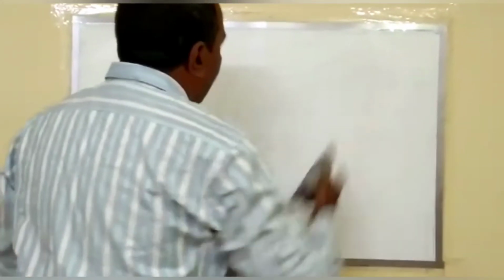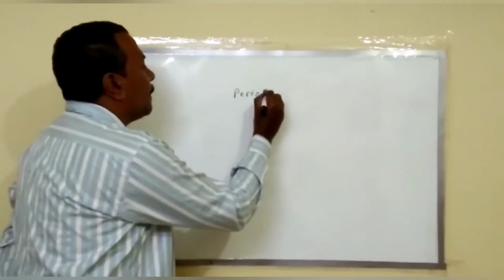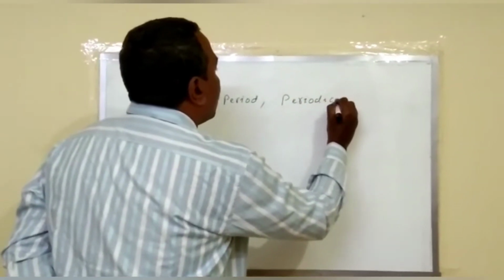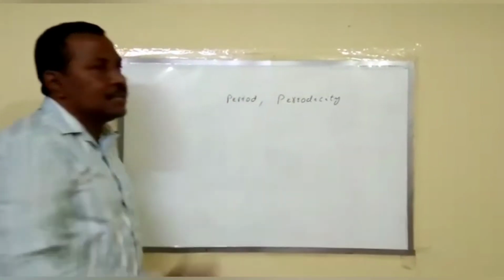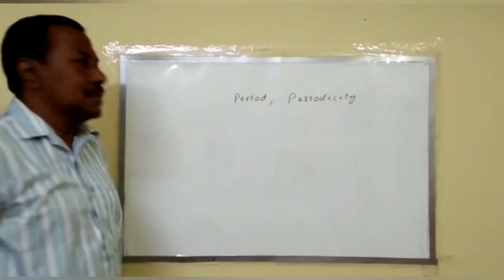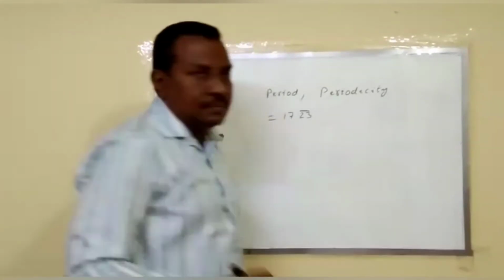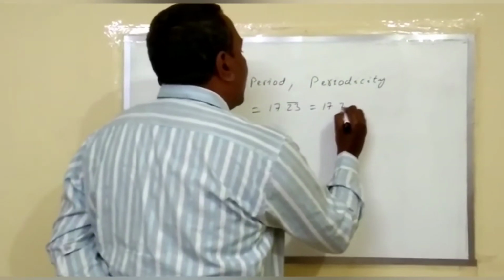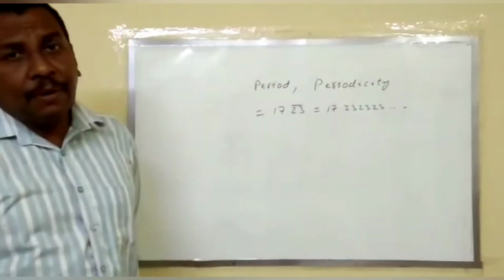Okay. Next. The next one is about period and periodicity. What is a period and what is a periodicity? This period and periodicity belong to non-terminating repeating decimals. For example, if I say 17.23 bar, this is a non-terminating repeating decimal which can be written in expanded form as 17.23, 23, 23, and so on.